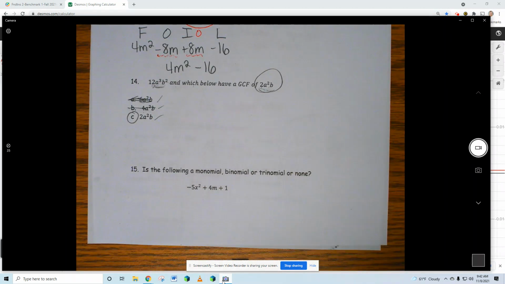Number 15. Super simple. Is the following a monomial, a binomial, or a trinomial? What is that? Write it down on paper. What it is.